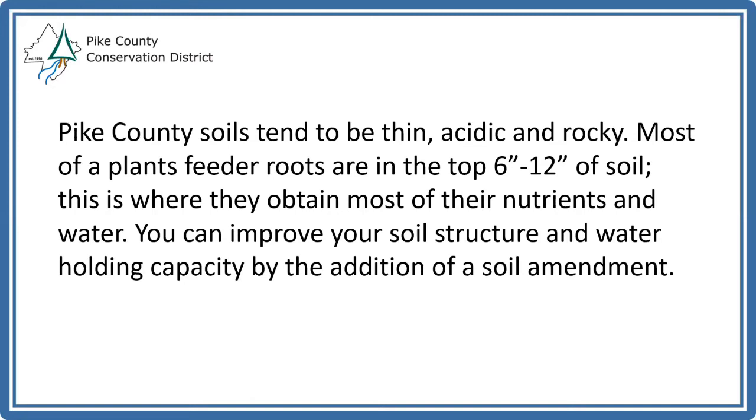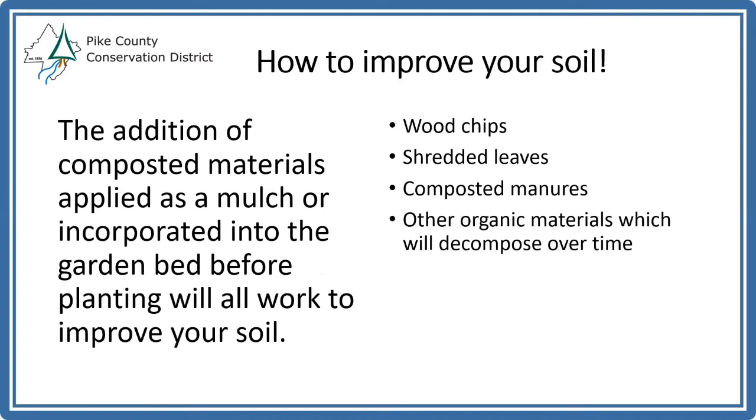So what exactly is a soil amendment? That could be any kind of composted material that you apply as a mulch or incorporate into the garden bed before you're going to plant. You could use wood chips, shredded leaves, composted manures if you have them available, or any other organic material which will decompose over time. Think of the forest. The forest is a good example of how soil improves.